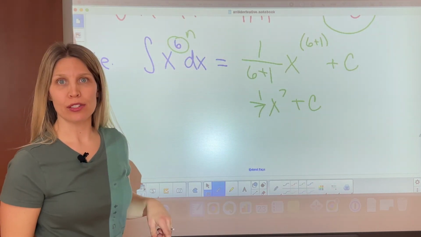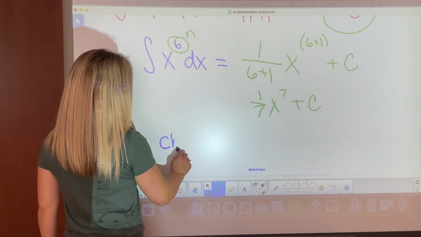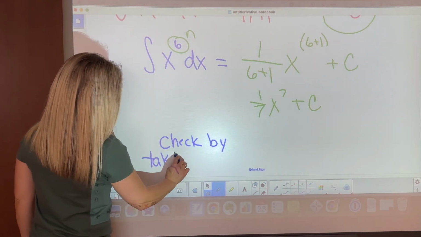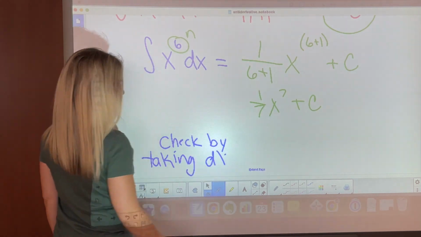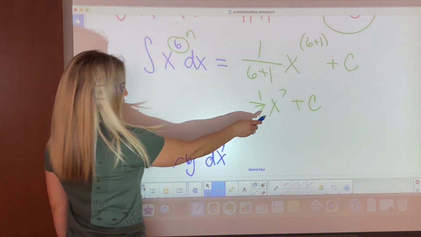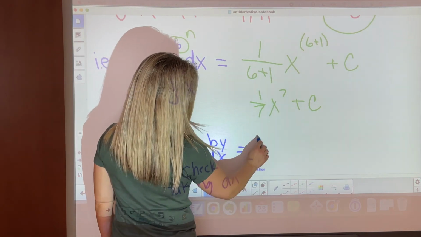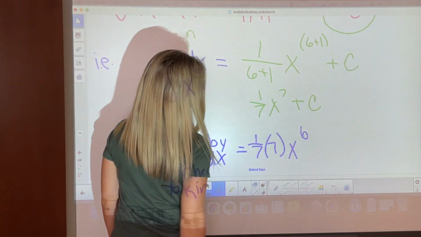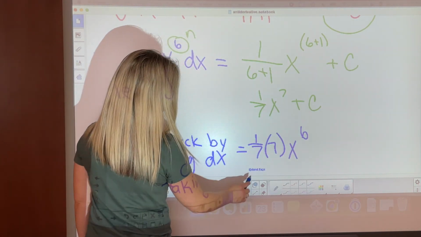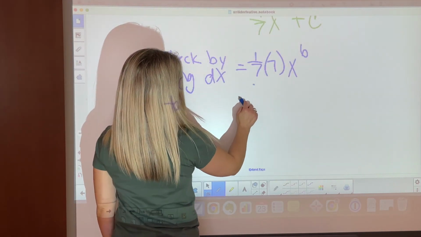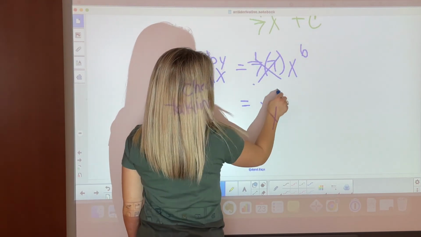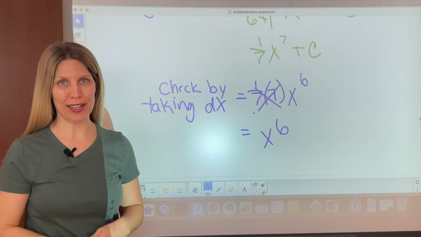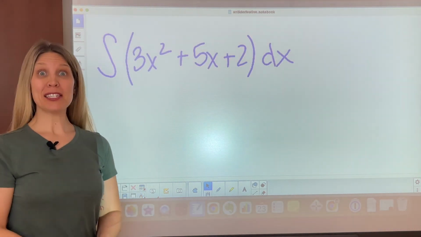Now let's check your answer. Go ahead, we're going to check by taking the derivative, right? I'm just going to use d/dx for my derivative notation. So let's take the derivative of this thing. Well, 1/7 times 7, right? Exponent comes down front. Subtract an exponent. Derivative of a constant goes away. So then you are left with, these cancel, x to the 6th. So that's the basic rule. Now, let's try some practice problems. Doesn't this look fun?